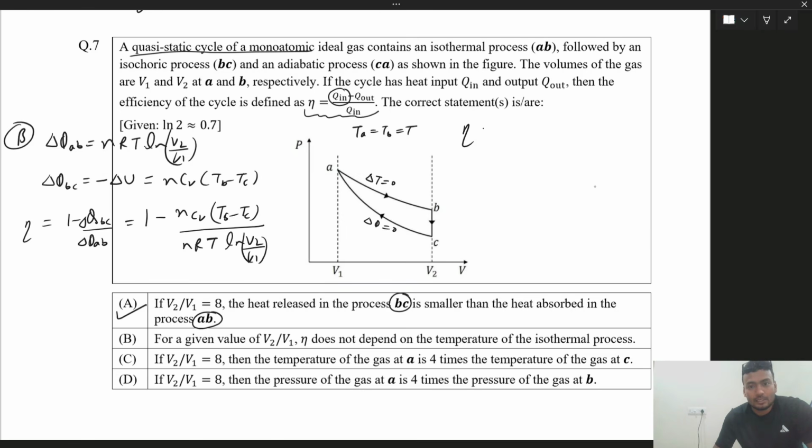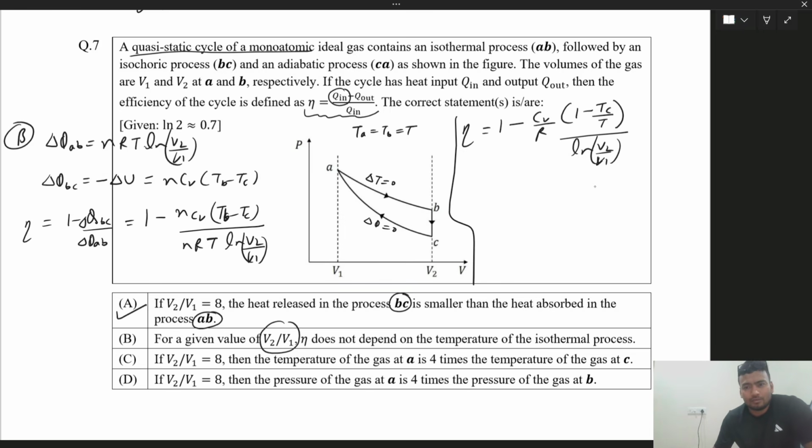Now after this, eta equals 1 minus, n you can cancel. So Cv by R, and TB and TA are equal to T. If I take it outside, it will cancel out. So the numerator you get is 1 minus TC by T, or TA, over ln V2 by V1. Now for a given value of V2 by V1, eta does not depend on temperature. Which temperature? Isothermal. Basically it should be independent of T. Yes, we can convert it into different forms.